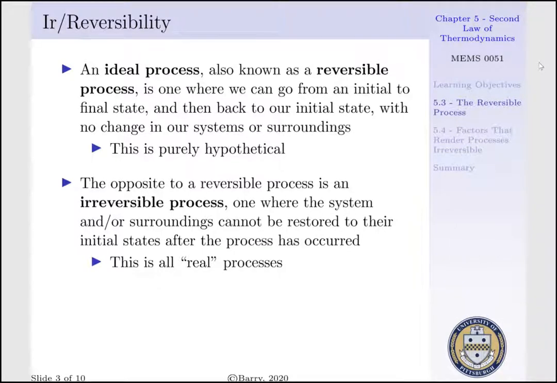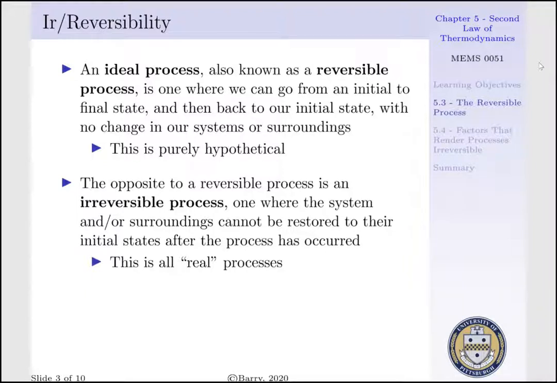An ideal process is also known as a reversible process, and this is where we go from an initial state to a final state, and then from our final state back to our initial state. In doing such, there is no change to our system or surroundings. This is a purely hypothetical system, and we will show why this is purely hypothetical in a minute. Now, the opposite of a reversible process is an irreversible process. This is one where our system and/or surroundings cannot be restored to the initial states after the process has occurred.